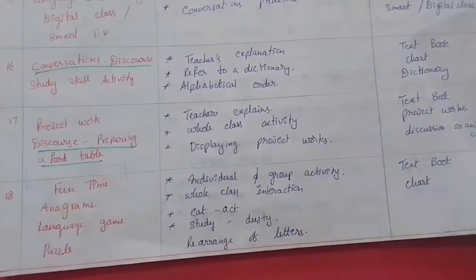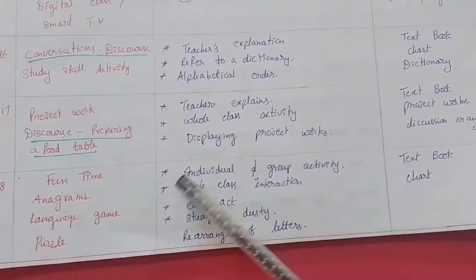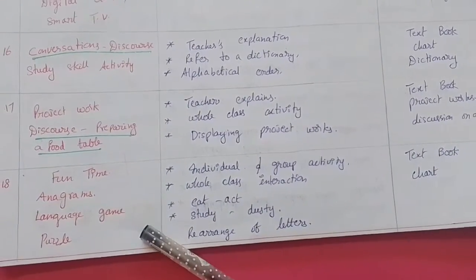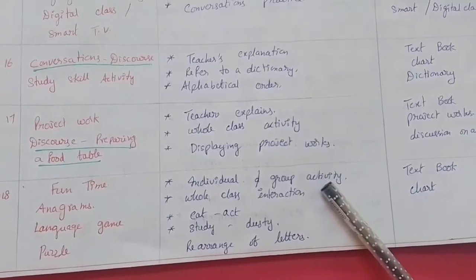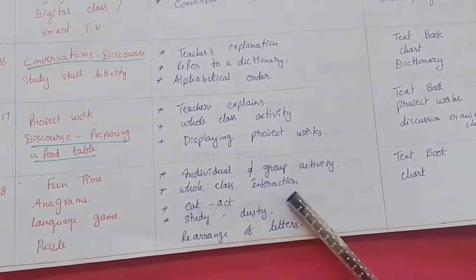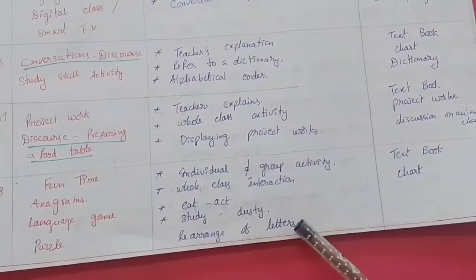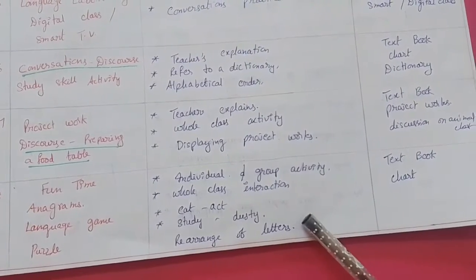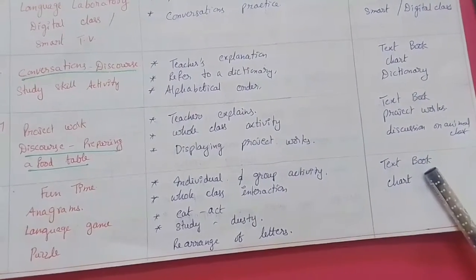In period 18, we have fun time, that is anagrams, language games and puzzles. It's an individual and group activity. Whole class interaction will be there. Cat, act, study, dusty. The students rearrange the letters into words. We have textbook, chart and green board as TLM.